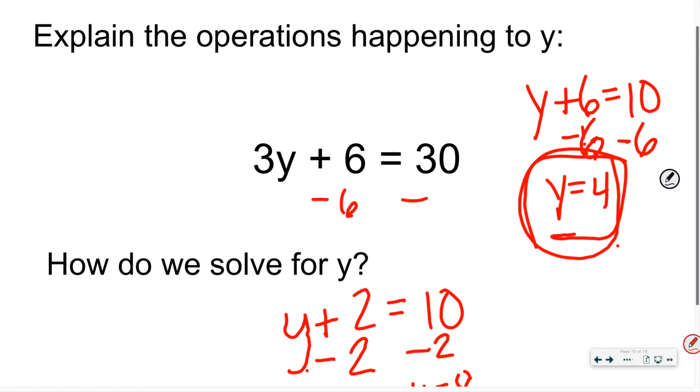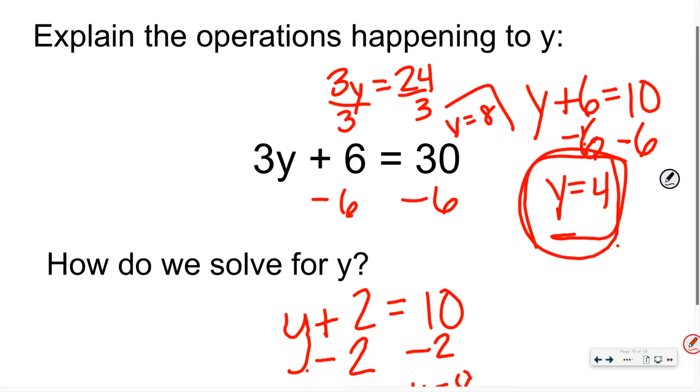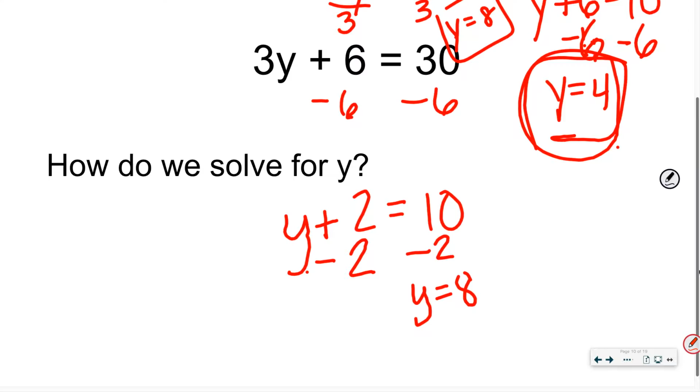Let's go back here and do what we would have normally started with. Minus 6, 3y equals 24. Then we could have divided by 3. y equals 8. See that? I understand that most of you would start, for students that really struggle, I eventually get to where I say, do what's not directly affecting the variable first, and then you can break down the variable itself. But either way is right.